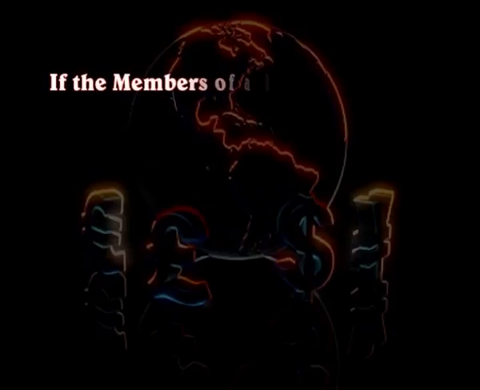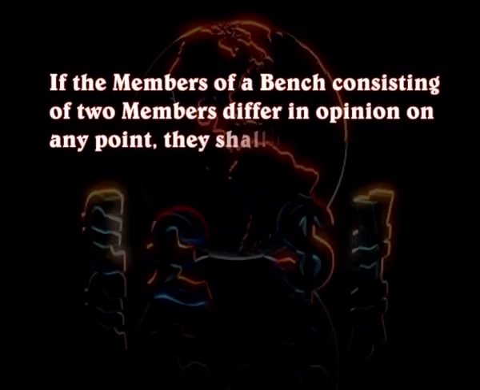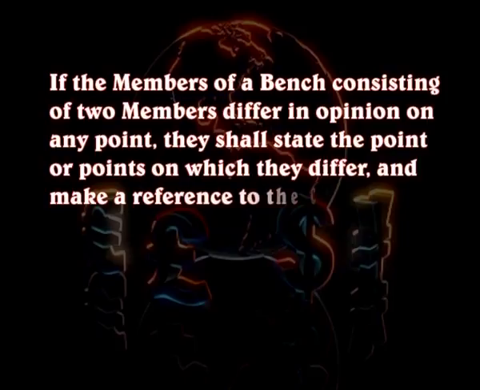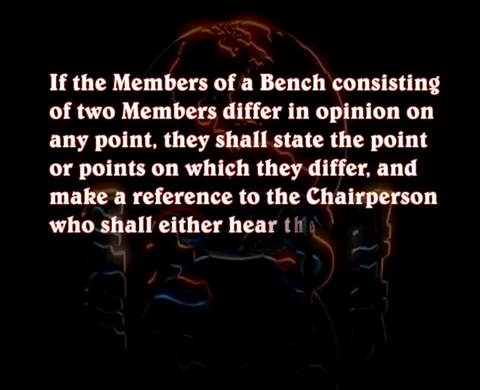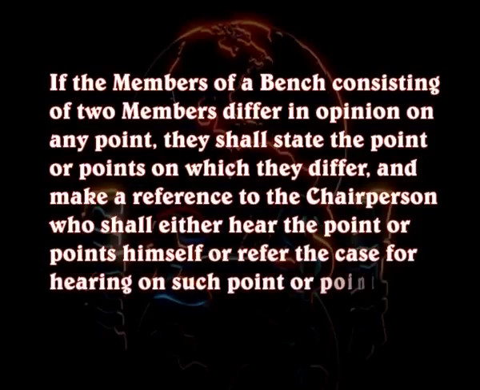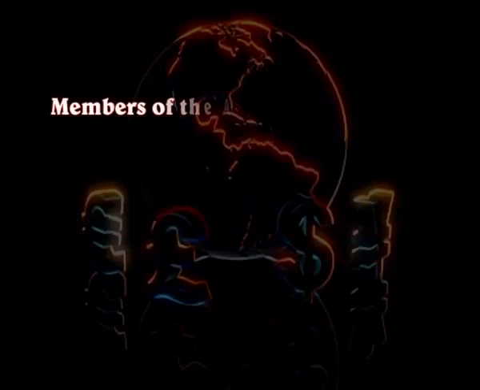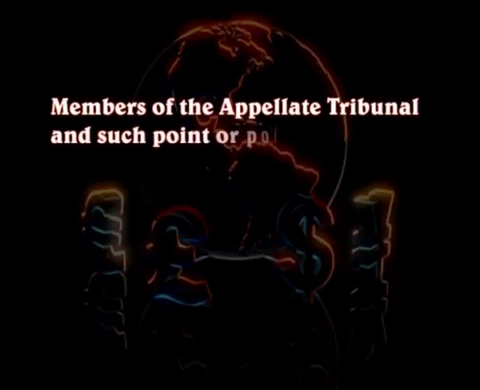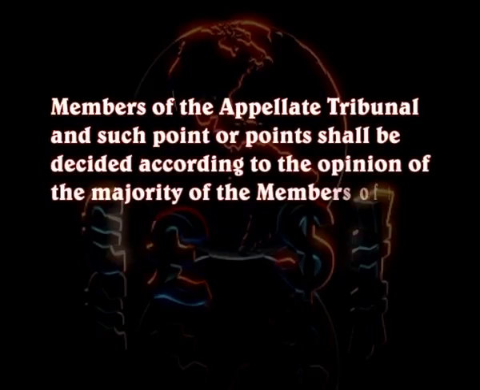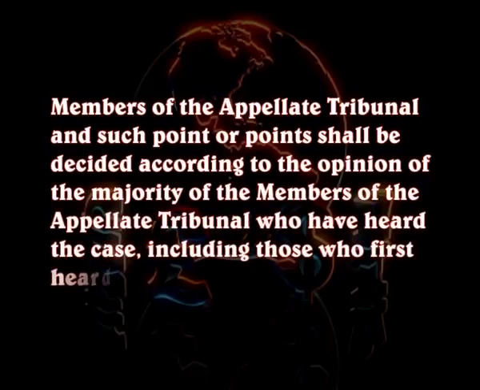If the members of a bench consisting of 2 members differ in opinion on any point, they shall state the point or points on which they differ and make a reference to the chairperson, who shall either hear the point or points himself or refer the case for hearing on such point or points by one or more of the other members of the appellate tribunal, and such point or points shall be decided according to the opinion of the majority of the members of the appellate tribunal who have heard the case, including those who first heard it.